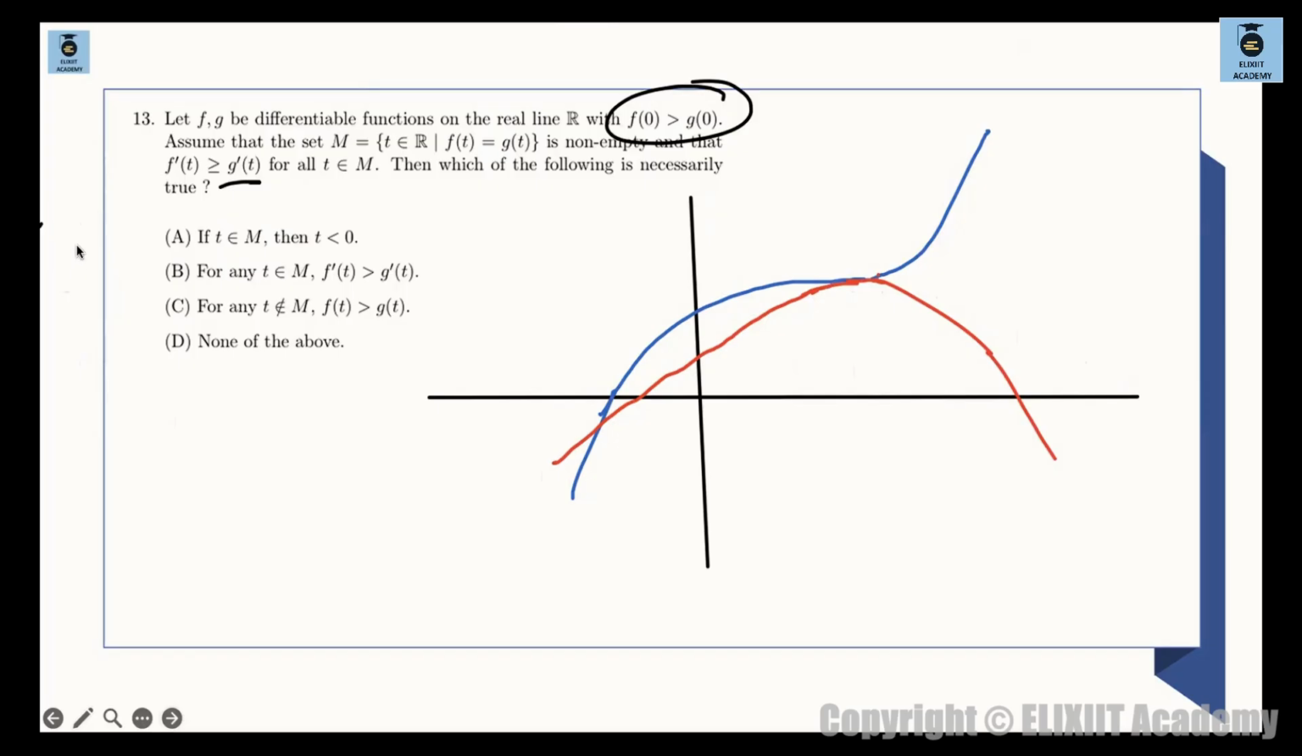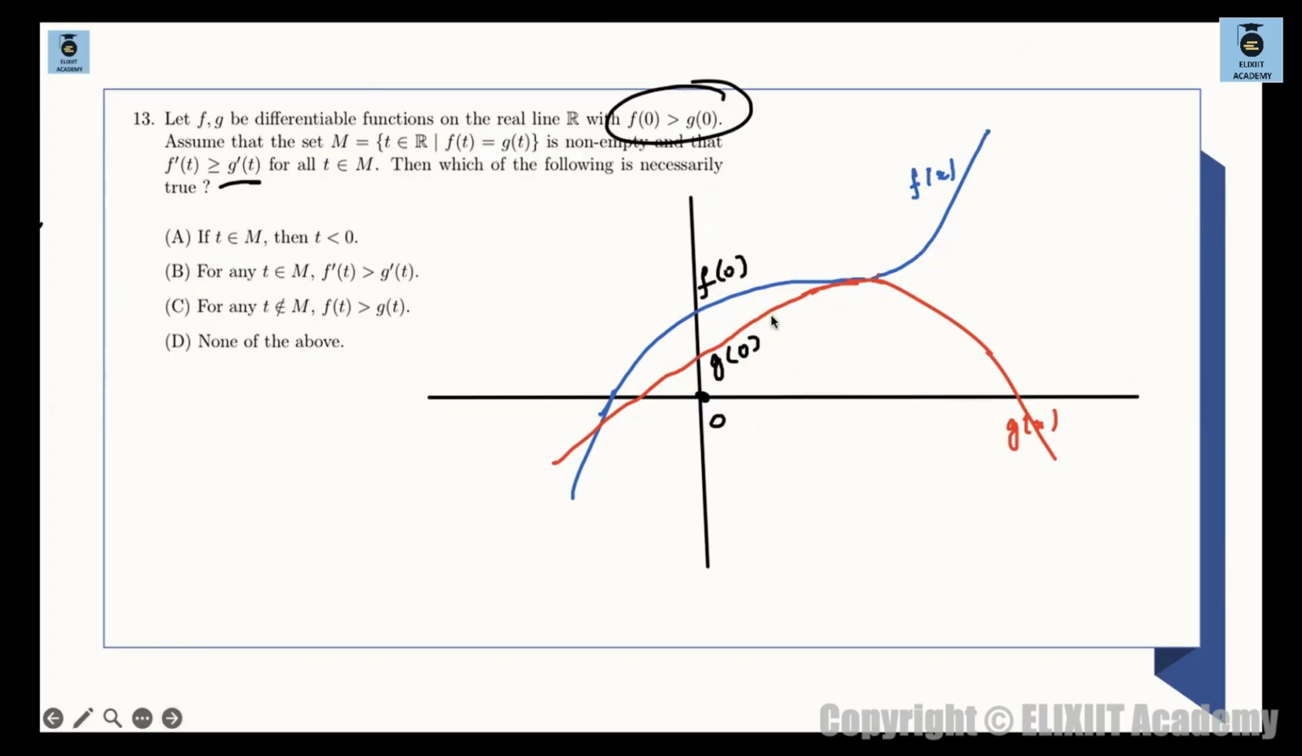Okay, so here I have taken two graphs. This blue graph is the graph of f(x). And this red graph is the graph of g(x) I have considered. This has been taken in such a way that this is f of 0 and this is g of 0. f of 0 is more than g of 0.